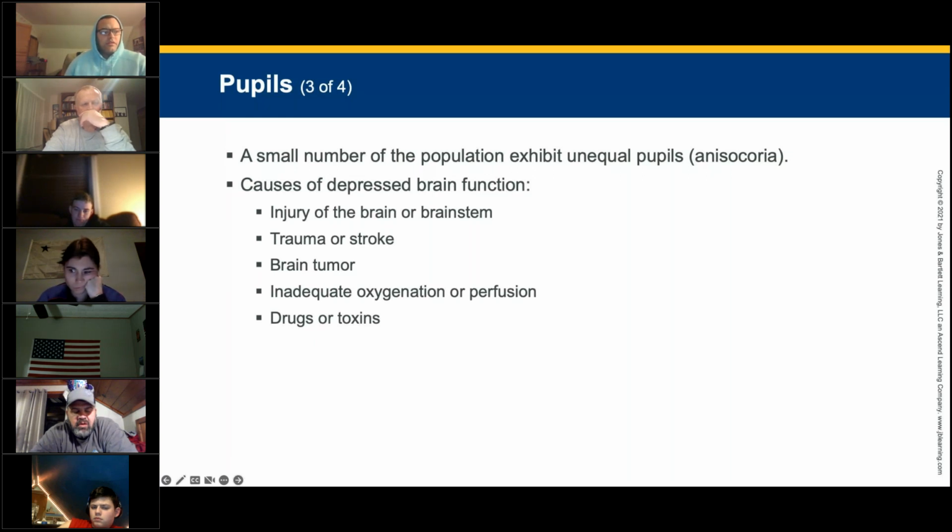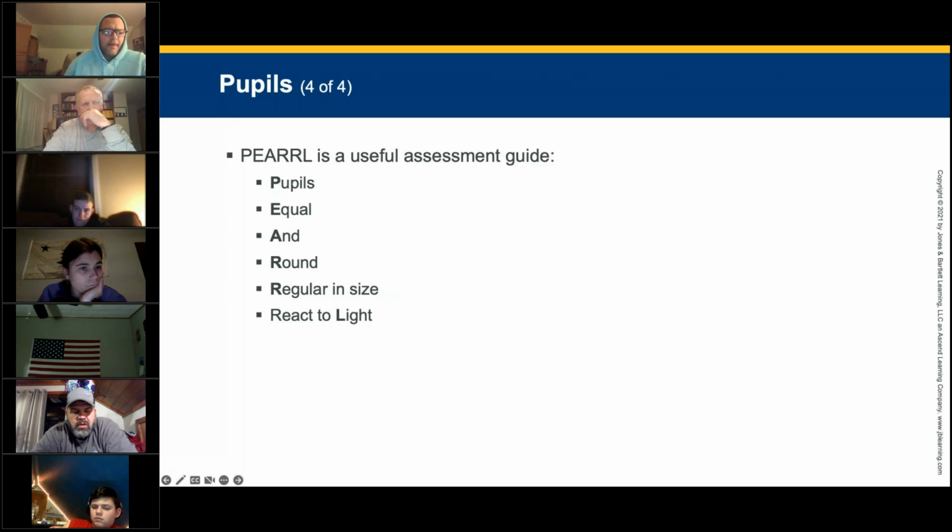Some of the causes of unequal pupils: it could be an injury to the brain or the brain stem, could be trauma, could be a stroke, could be a brain tumor, inadequate oxygenation or perfusion, or drugs or toxins. All of those things will affect the pupils. PEARL is a useful assessment guide for assessing the pupils. PEARL stands for pupils equal and round, regular in size, and react to light.